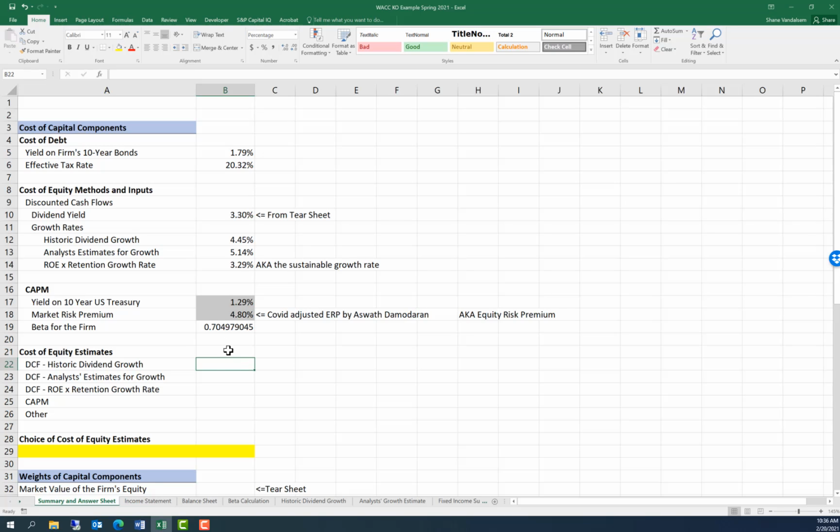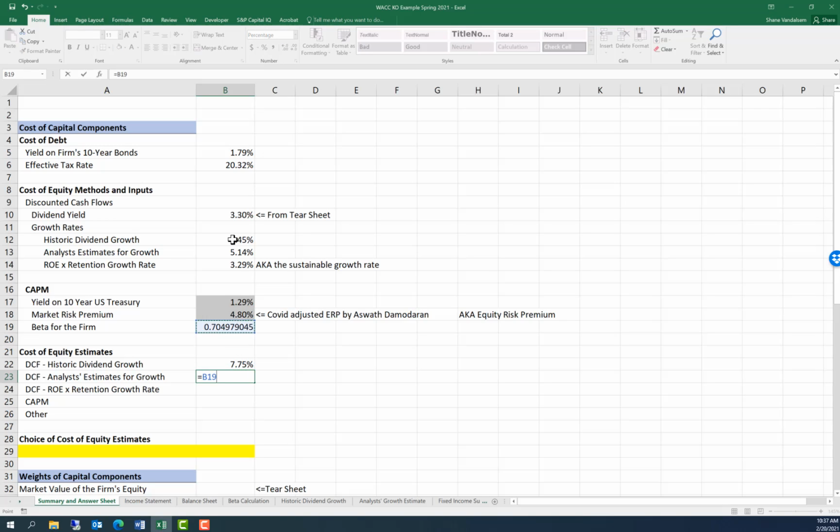So now I'm going to go down here, so this is everything we need to calculate the required rate of return on equity from the capital asset pricing model. I'm going to go down here now and make all my estimates, calculate those all up. So the first one is the discounted cash flow model using the historic dividend growth rate. So this is going to be equal to the dividend yield. And make sure to do this because a lot of people will just use the growth rate. They forget to add the dividend yield, but that's kind of important, especially with Coca-Cola. That dividend yield makes up a significant portion of the return.